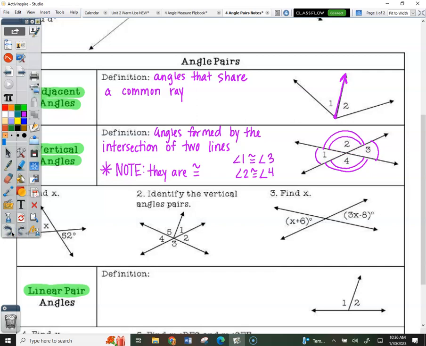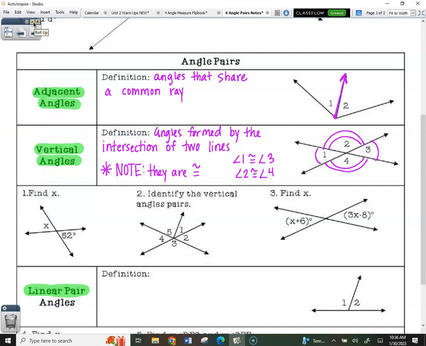Now let's practice with what you just covered. We have 3 practice problems here. Well, only one of those vocab words had a number tied to it, and that was vertical. It was just that if you have vertical angles, they're congruent.